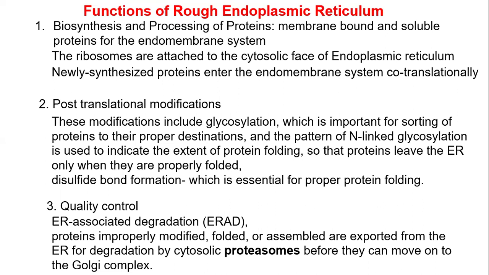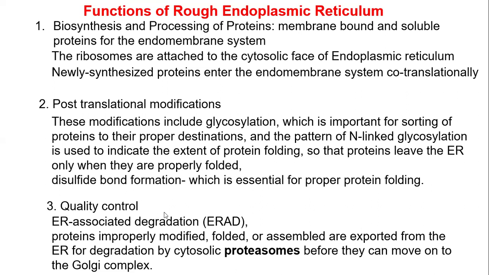Endoplasmic reticulum is also involved in post-translational modifications. These modifications include glycosylation, which is important for sorting of the protein to their proper destination. And the pattern of the N-linked glycosylation is used to indicate the extent of protein folding, so that the proteins leave the endoplasmic reticulum only when they are properly folded. Disulfide bond formation also takes place within endoplasmic reticulum, which is another important parameter for proper protein folding.